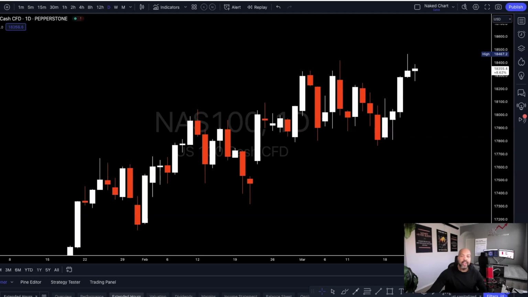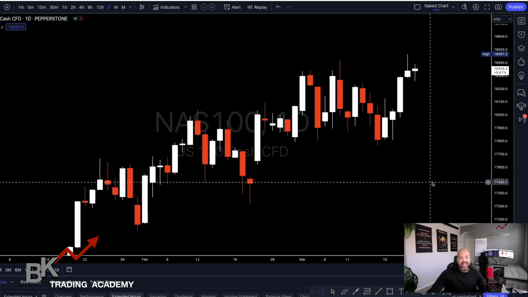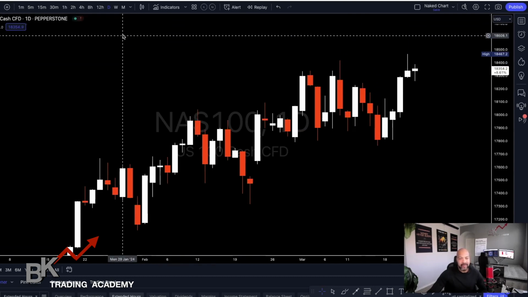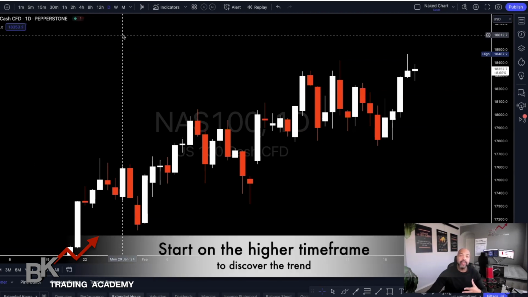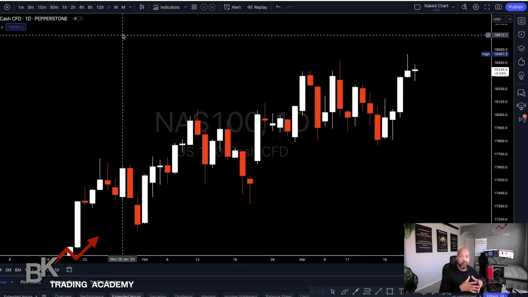All right, guys, so here we are on the US 100, aka the NAS 100, aka the NASDAQ 100, and we're starting on the daily time frame. Number one is that we're starting on the daily time frame so that we can see the bigger picture. Why do we want to see the bigger picture? Because we want to see the direction we're headed. We want to see what trend we're in.